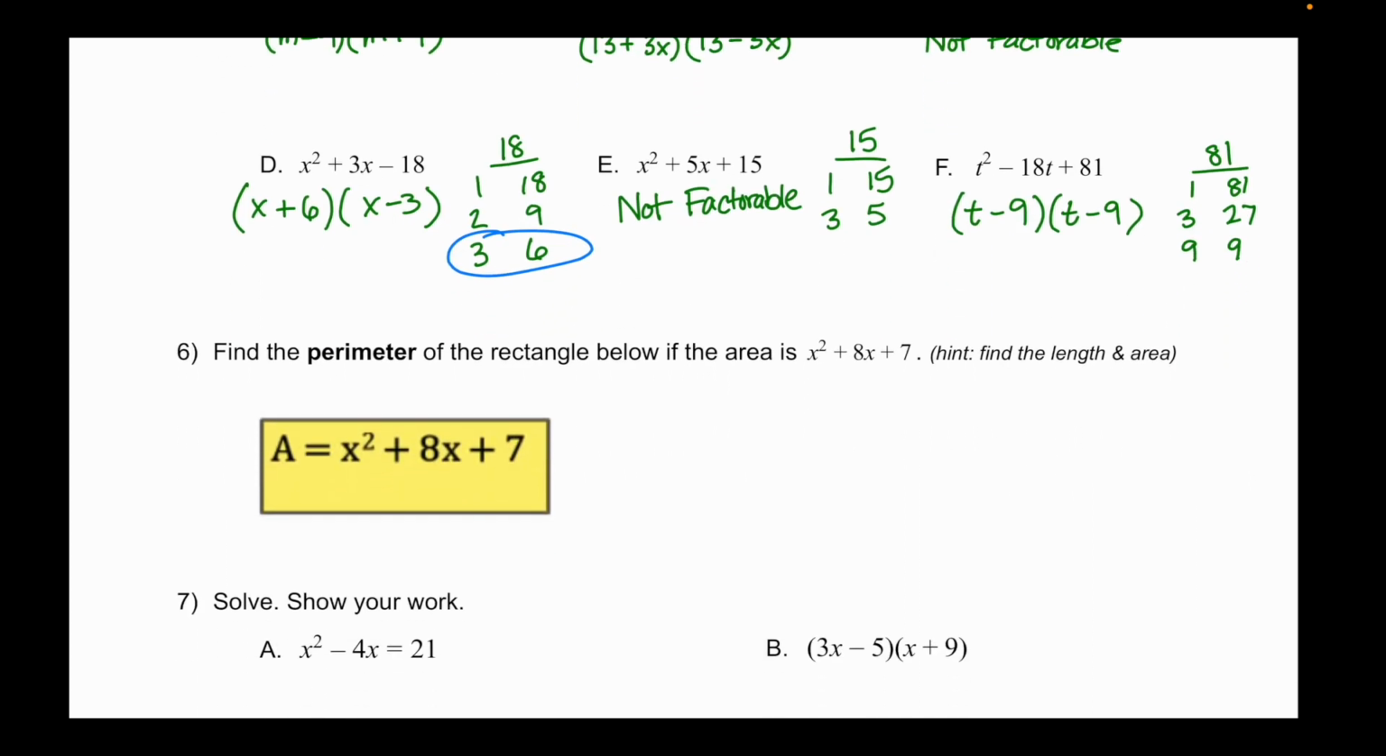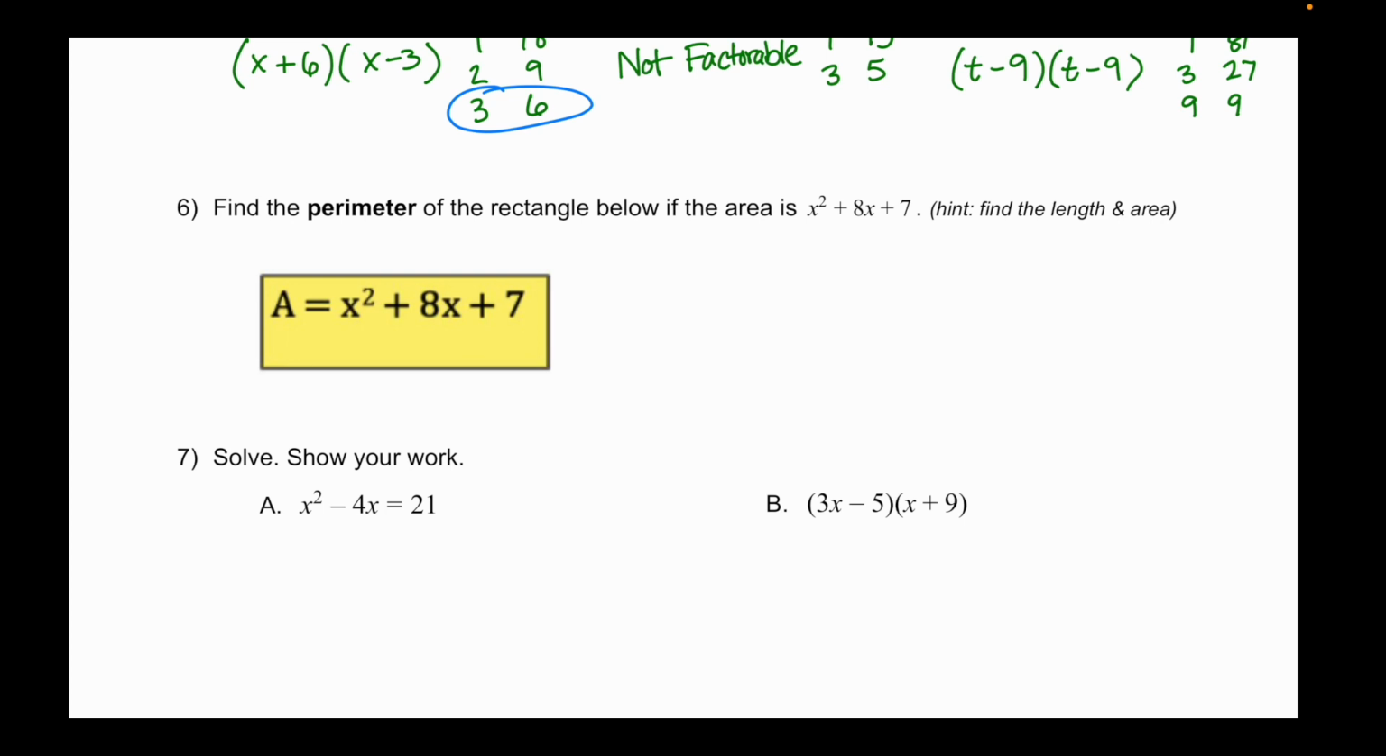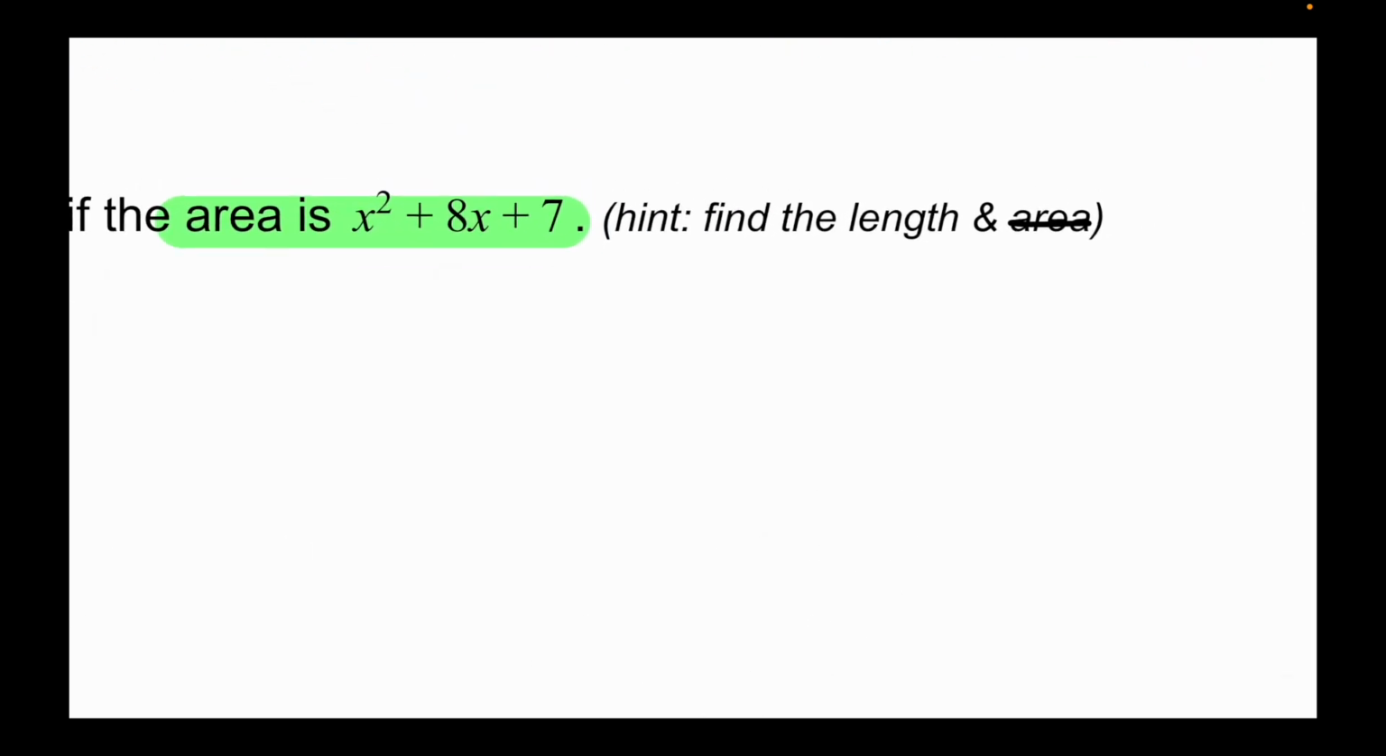We're almost done. Question 6 here says find the perimeter of the rectangle if the area is this expression. So it says find the length and area. That's a typo. Find the length and width.